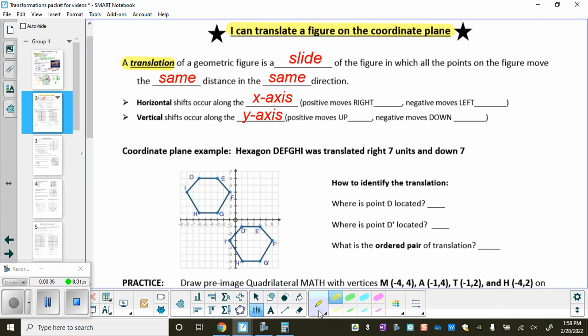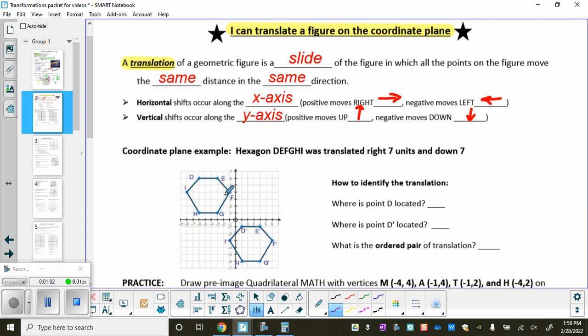Friendly reminder just with some vocab about the word horizontal versus vertical. Horizontal is your x-axis. Positive would move something to the right. A negative would move something to the left. While vertical is on your y-axis. And vertical, if you see a positive number, you're moving up. And if you see a vertical negative number, you'd be moving down. Okay? So just a quick example here.